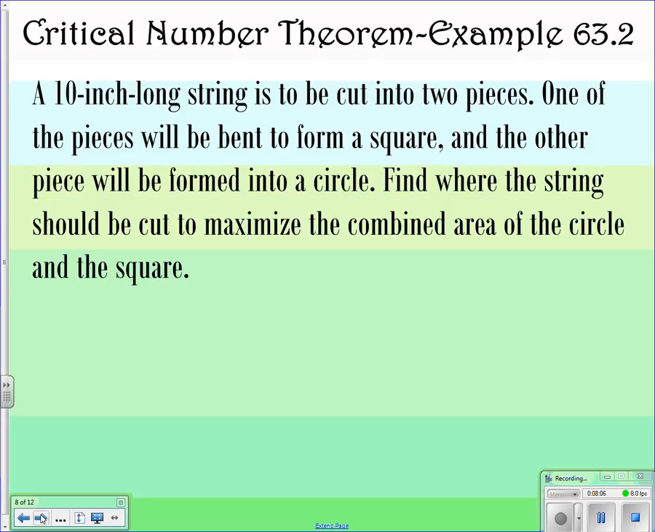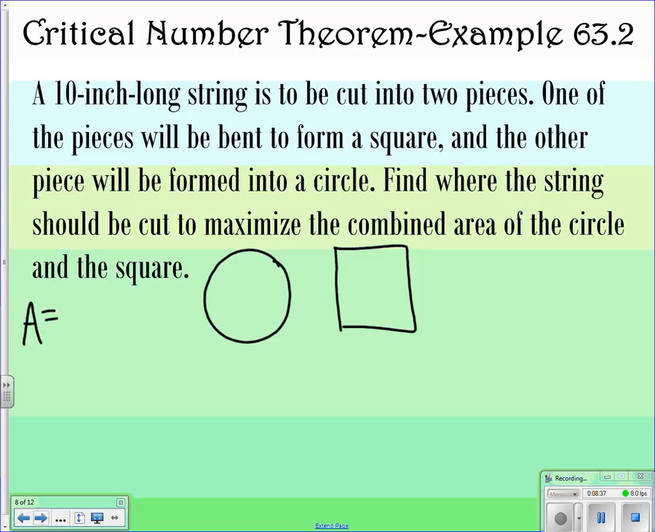Looking at the next example. We have a 10-inch long string that's cut into 2 pieces. One of the pieces will be bent to form a square, and the other will be bent to form a circle. We want to figure out where the string should be cut to maximize the combined area of the circle and the square. So here's what I'm going to do. I've got a circle, and I've got a square. We are wanting to maximize the area.